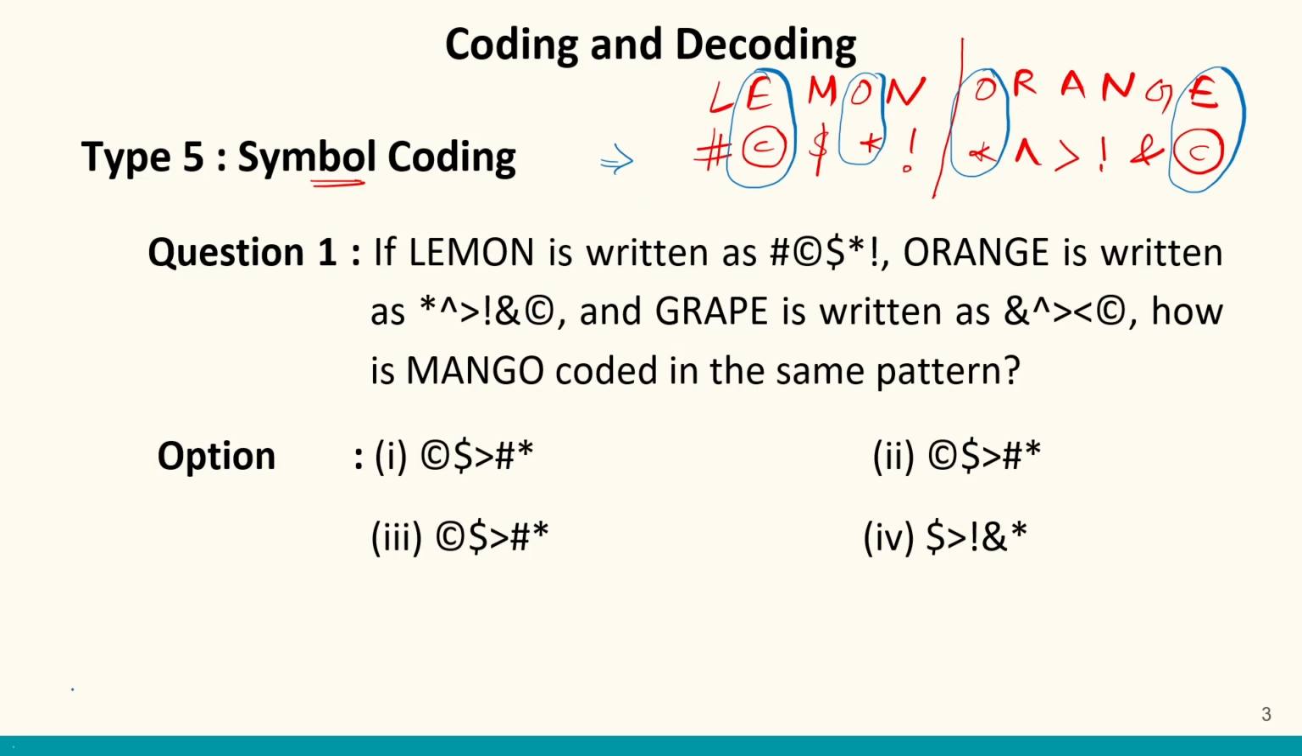So if I have to find the code for mango, I can clearly see that the code for M is the $ sign. The code for A is this sign. The code for N is this sign. The code for G is this sign. And the code for O is this sign. So our answer will be this code, which is given in option number 4. So option number 4 will be our correct answer.